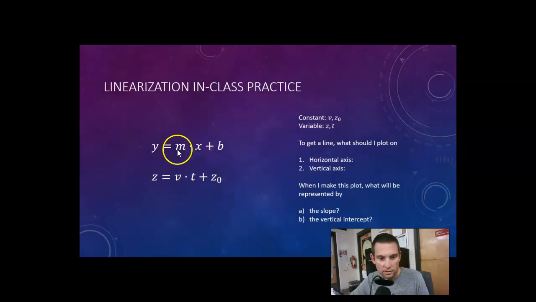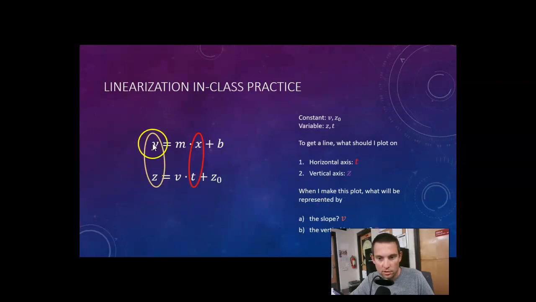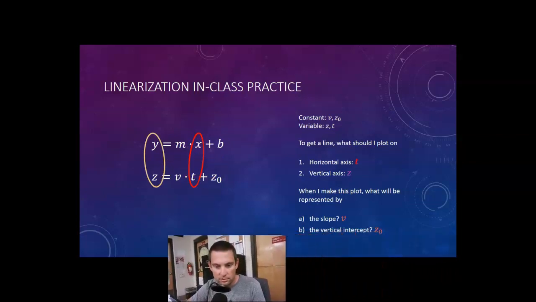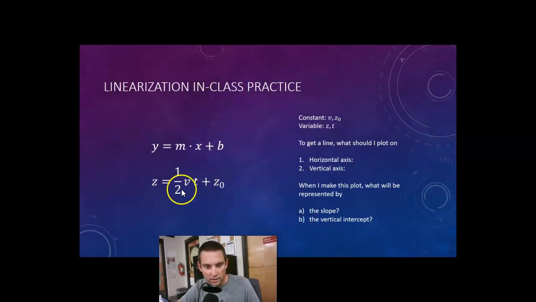So here, let's just use this random equation. Our constants are v and z naught. To get a line, what should I plot on the horizontal axis? Well, this equation is already solved in the y equals mx plus b format. So we'll circle the y to be z and the x to be t. When I make this plot, what will be represented by the slope? v. What will be the y-intercept? z naught.